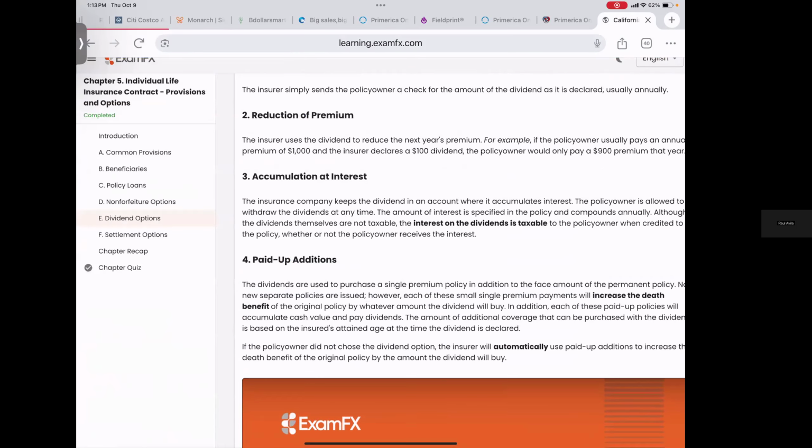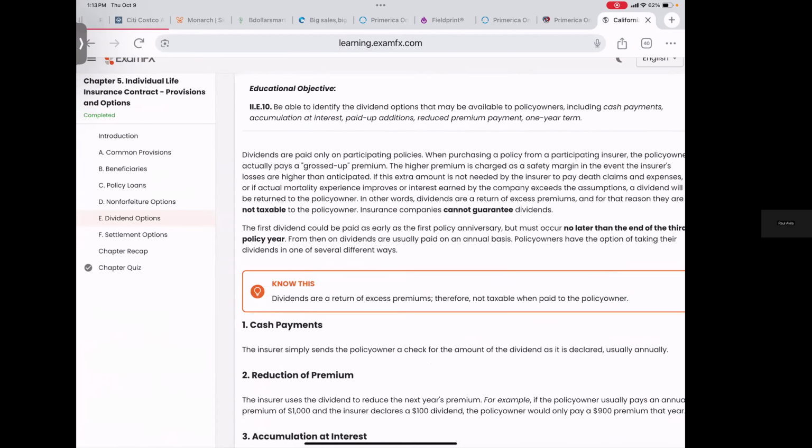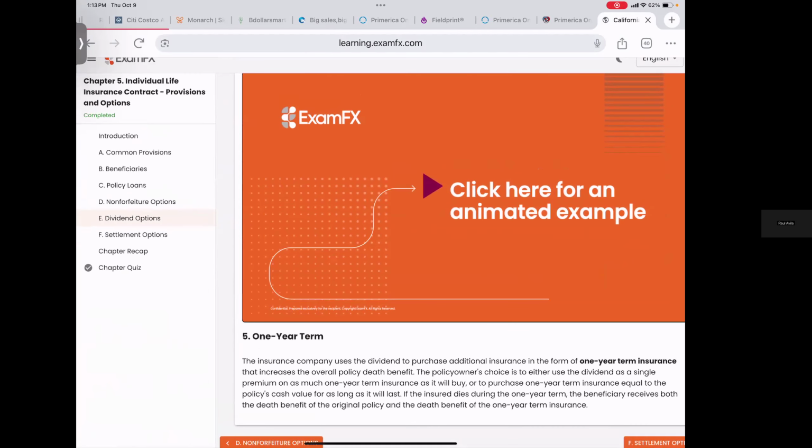But again, dividend options, mutual companies, participating policies, they're not guaranteed. It's an overpayment of premium, and you could do this with them. Any questions? This is a big chapter. This is a really important chapter. All this stuff is going to be on the test.